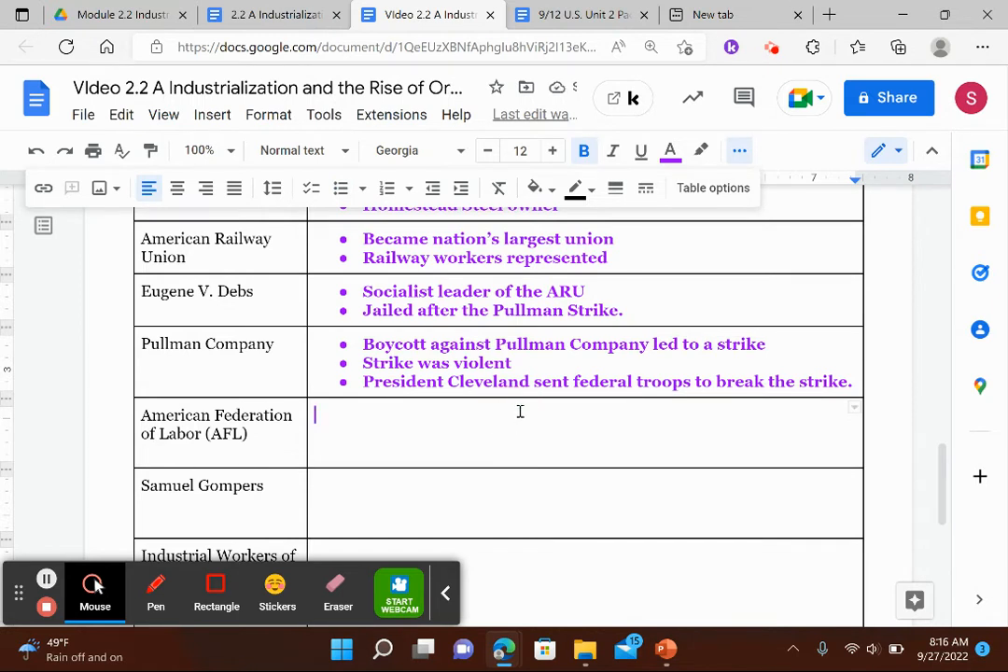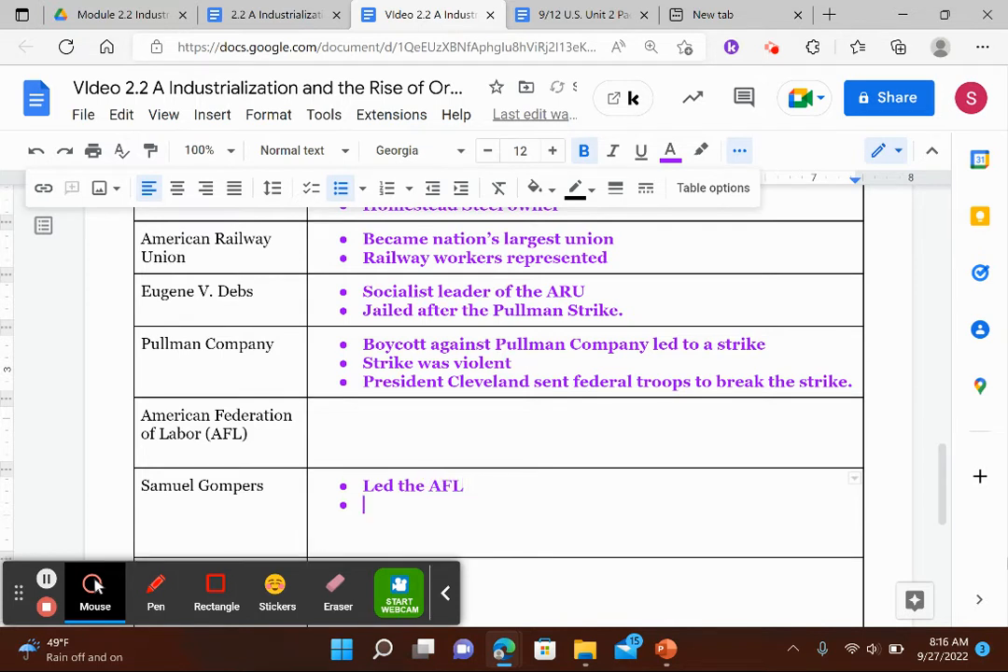All right, the American Federation of Labor was founded by Samuel Gompers in 1881. Gompers created a powerful union by uniting workers with similar economic interests. So we're going to skip down here, make this easy. Led the AFL, united similar workers, we're going to say. All right, now let's see what the AFL did here.